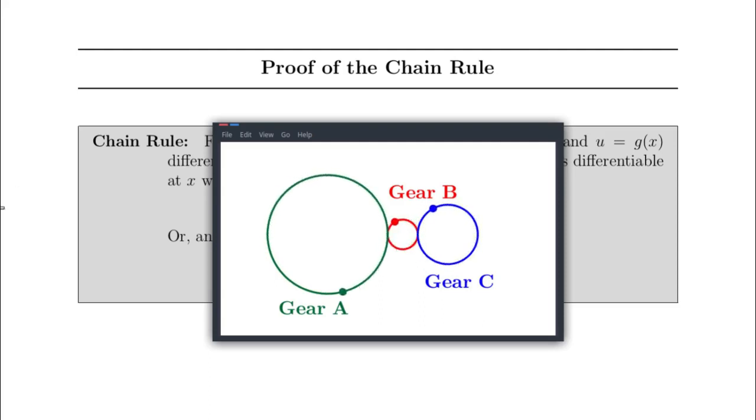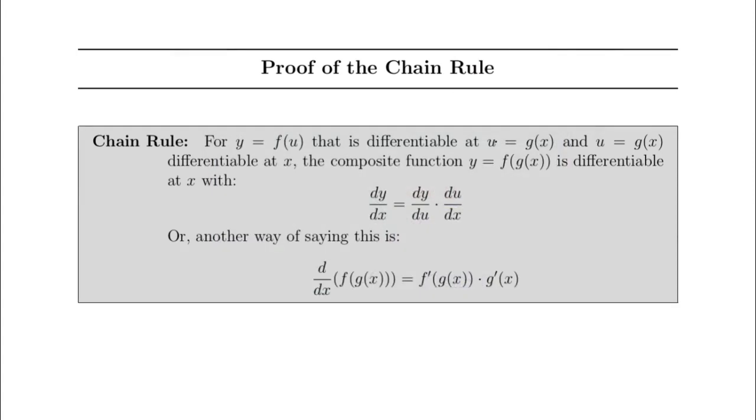But we can multiply these rates of change across gear to gear to get the connection between gear A and C. So we can use this B gear as kind of a linking rate of change, hence the chain rule here, to connect these things. Hopefully the intuition is there. All right, so let's see the actual proof of this chain rule.